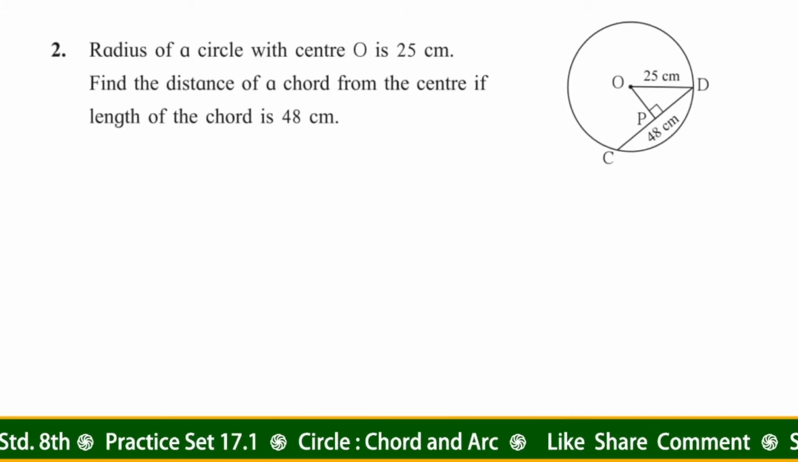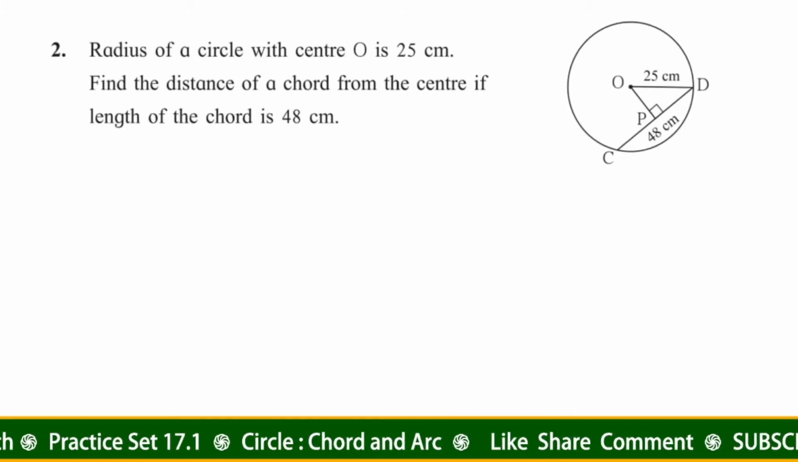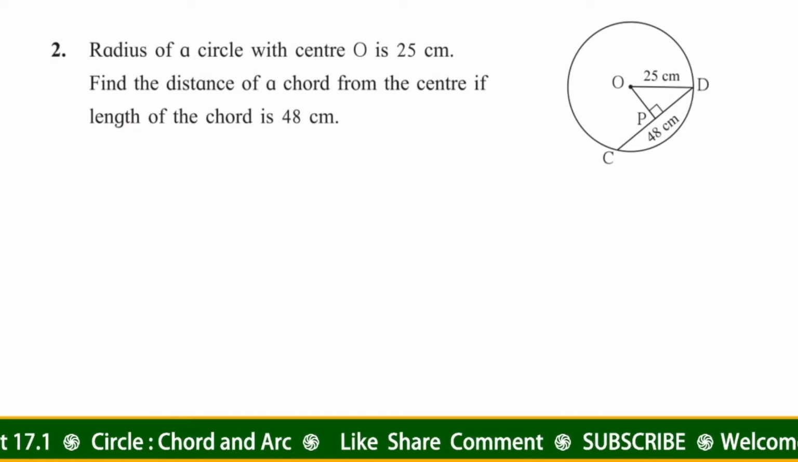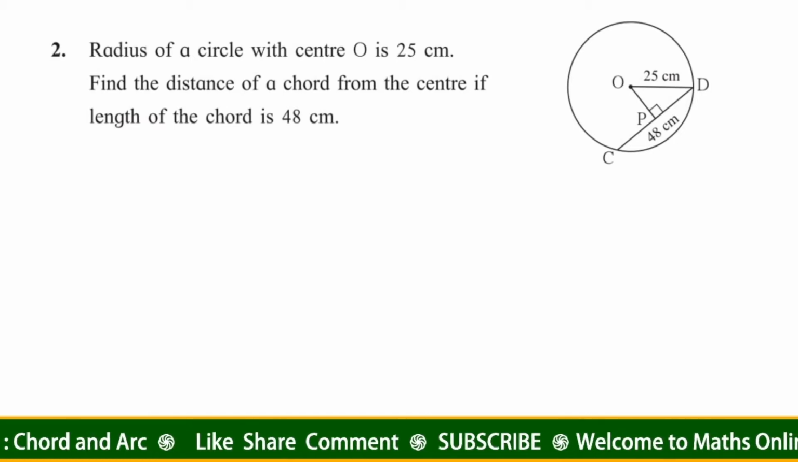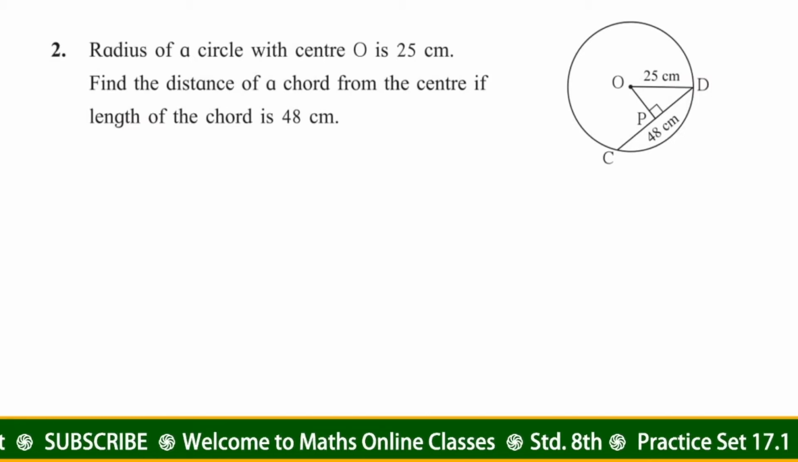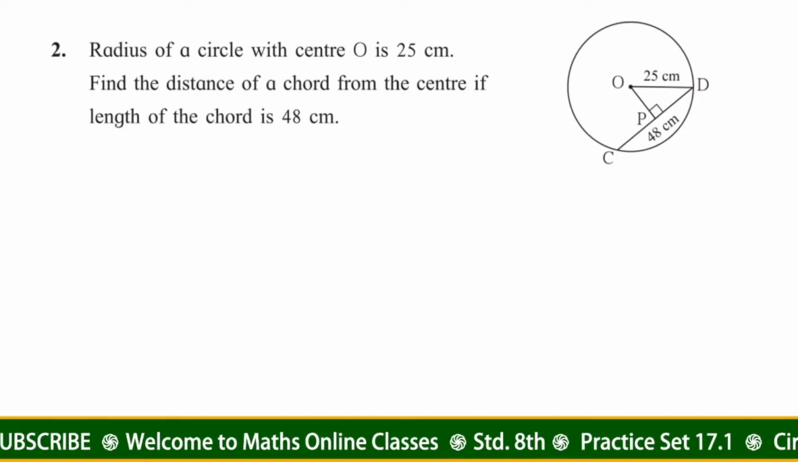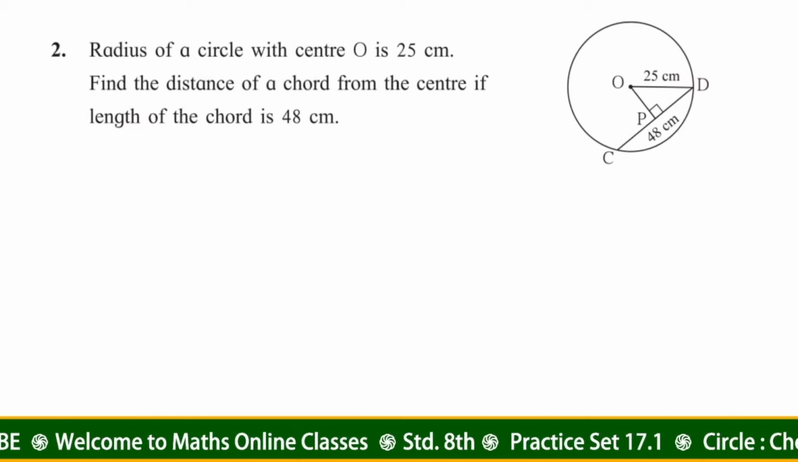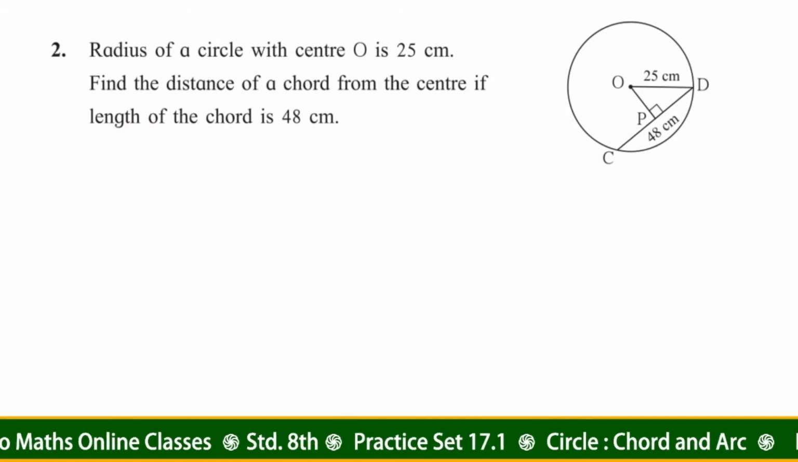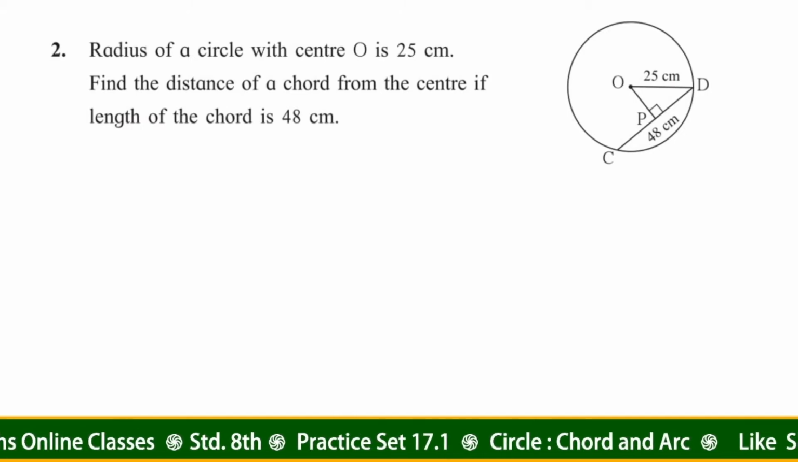Question number 2. Radius of a circle with center O is 25 cm. Find the distance of a chord from the center if the length of the chord is 48 cm.